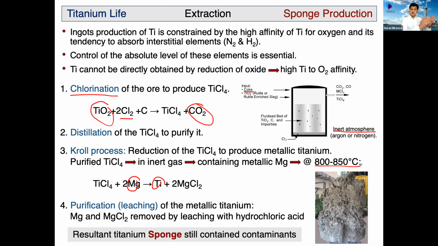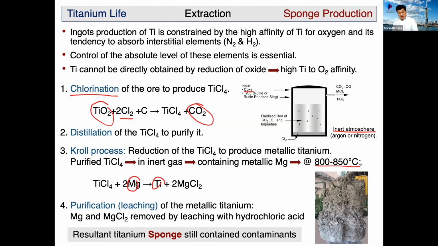And then the fourth process will be the leaching process, because you want to get rid of the magnesium and magnesium chloride. You do that by leaching in hydrochloric acid, which is again toxic and environmentally not friendly. Since then, the Kroll process has progressed a lot, in the reaction, the temperature, and the processing. Now it is not very desirable because it is very toxic and environmentally not friendly, but at the time it was a huge revolution in the titanium industry.